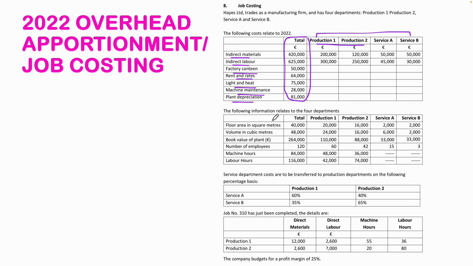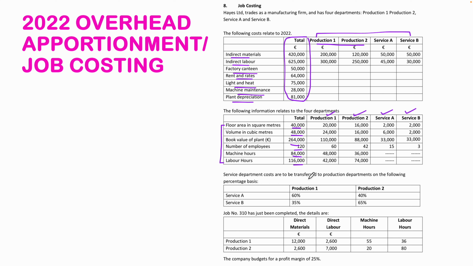All right, so the following information relates to 4 departments. So you've got different information here: floor area in square meters, volume in cubic meters, book value of plant, number of employees, machine hours and labour hours. And you can see that you've got the totals there, and then they're split up into Production 1, Production 2, Service A, Service B.